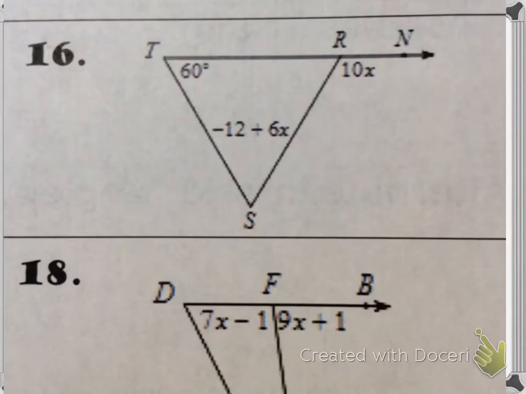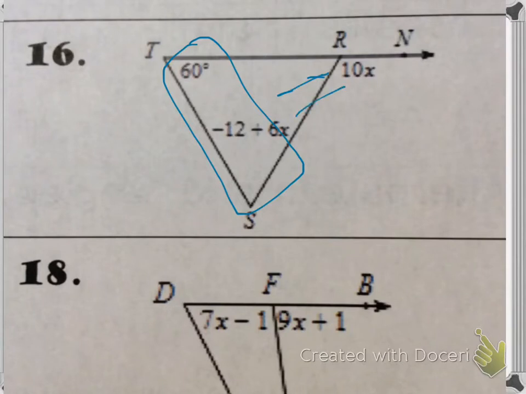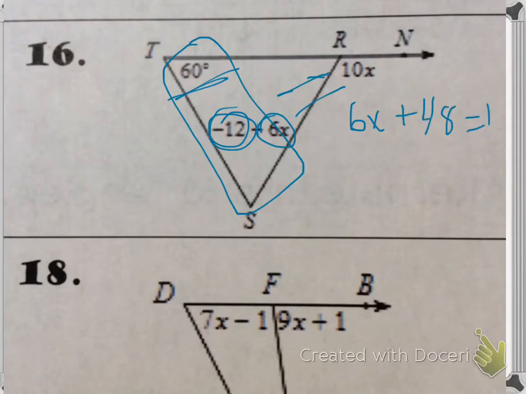Okay, this next one, number 16, though, has a different rule. We did have a rule that taught us that if we had the two interior angles of a triangle, we knew that they equaled the exterior angle on the other side. So we know if we add those two angles together, they're going to equal the 10x. So I'm just going to add them together. I have 6x. And then I have a -12 and a positive 60, which is going to add up to be 48. So 6x plus 48. And I know it has to be equal to that other angle, or the other measure of the angle, which is 10x.